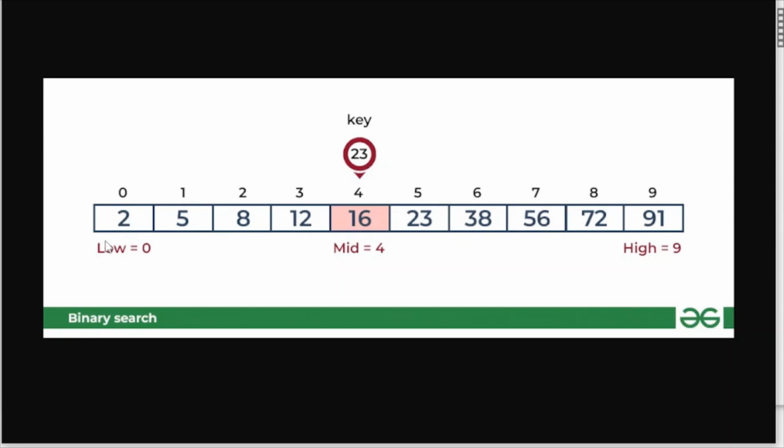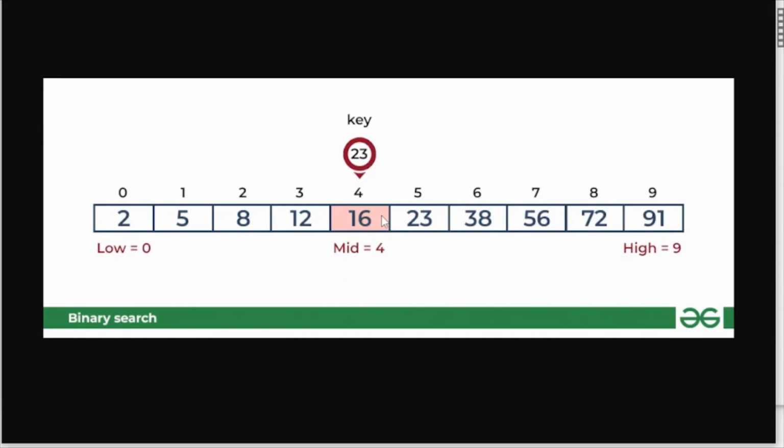So the next step in this algorithm is to calculate the mid index, and the formula for calculating the mid index is low plus high divided by 2. In this case, low is 0 and high is 9. So the mid index will be 4 because 0 plus 9 is 9, and if we divide it by 2, it will be 4. It is floor division. Now we will compare our mid index element with the key. As we can see, the key is greater than the mid index element. What will we do in this case?